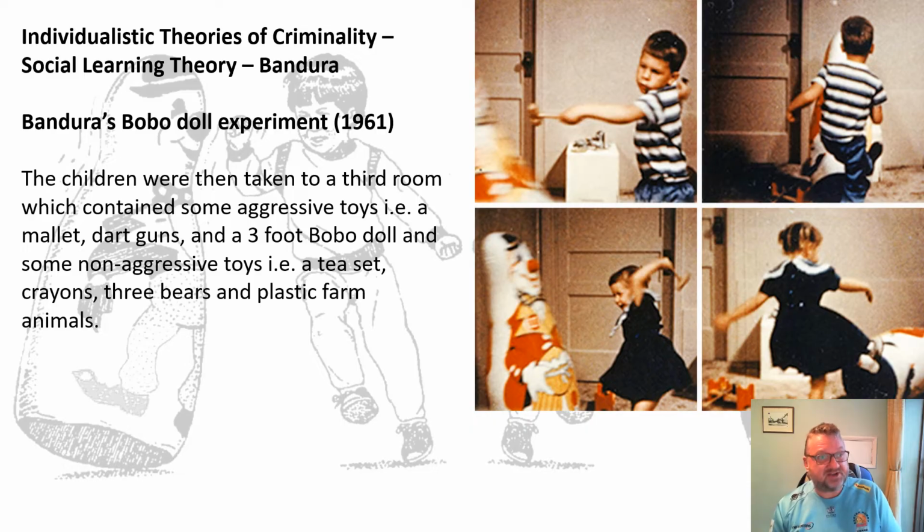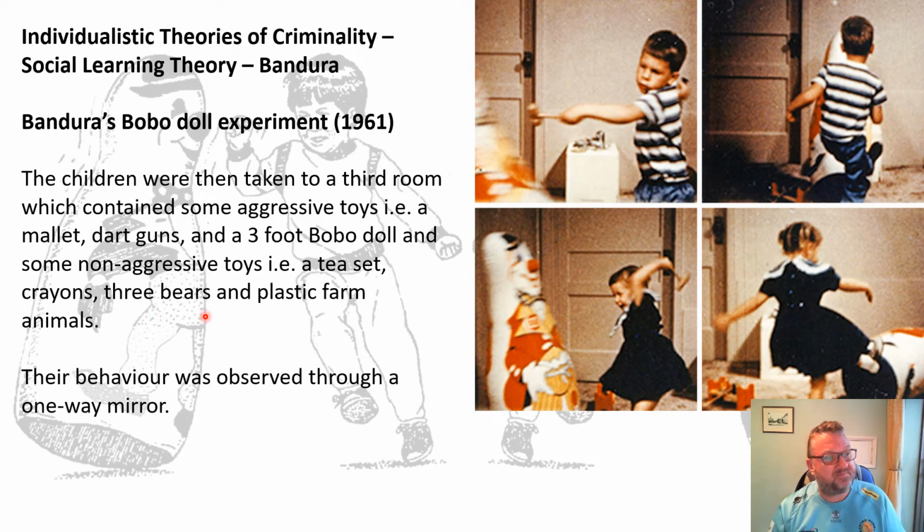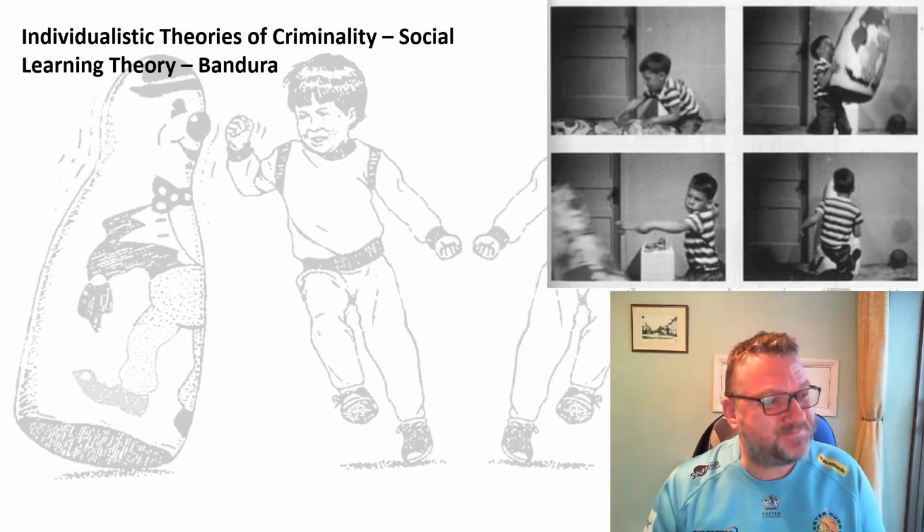The children were then taken to a third room, which contained some aggressive toys. So there was a mallet, dart guns, and then this 3-foot Bobo doll, which looks like this. It's like a clown that has a low centre of gravity, so you can hit it and it rocks back. And there are also some non-aggressive toys, like a tea set, some crayons, cuddly toys, and plastic farm animals, etc. And then they watched their behaviour through a one-way mirror, and as you can see from these photographs, the behaviour was interesting.